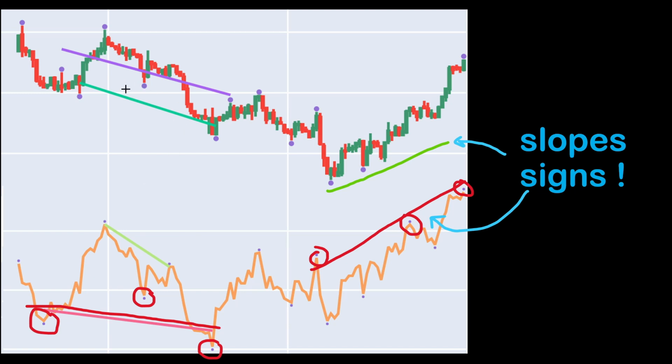And the same thing we are observing here. We have a price downtrend, meaning the slopes are negative, both of them, for the maximas and the minimas.